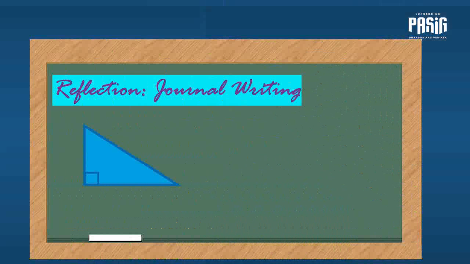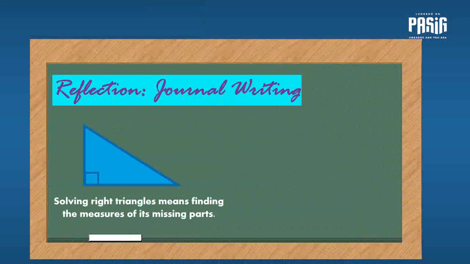You have learned that solving right triangles means finding the measures of its missing parts. For us to completely describe right triangles, one must find the measure of each of its sides and angles. The measures may not be that very exact, but we use defined formulas to find its estimated values.